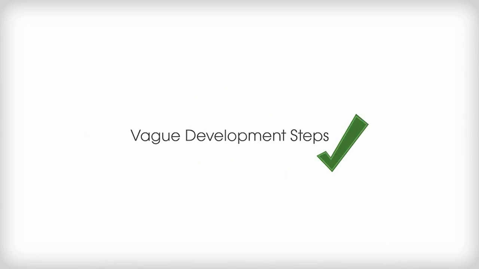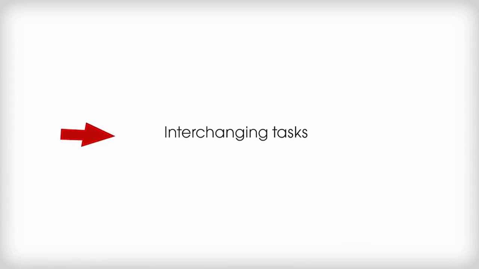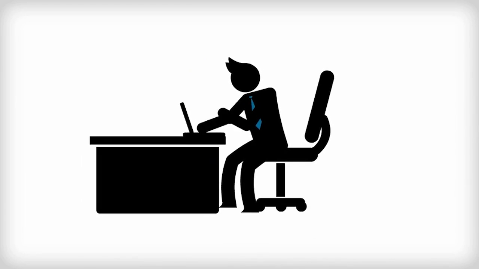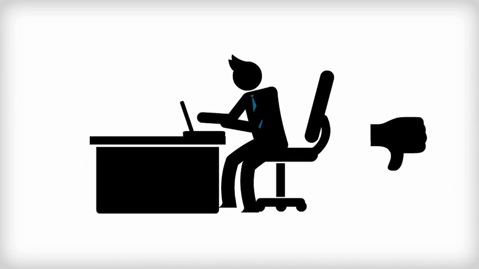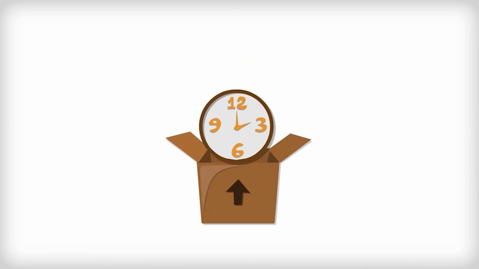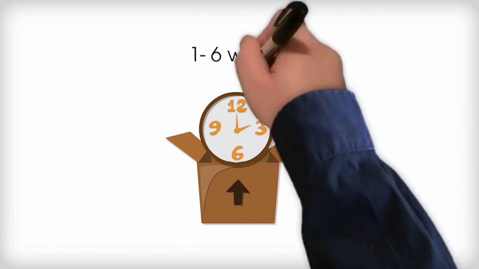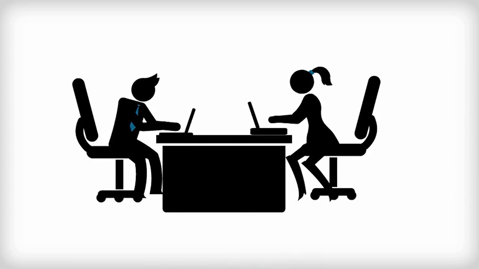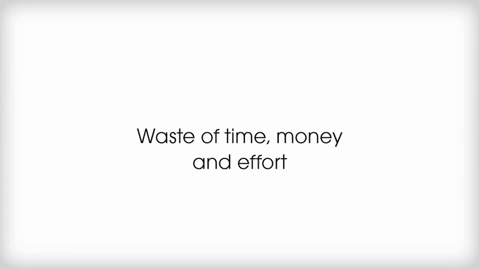Now that we know how to tackle the problem of vague steps, let's move on to the next problem, interchanging tasks. It seems quite harmless, but constantly interchanging tasks can be nothing short of disastrous. It's like tossing 3 or 4 knives in the air and trying to juggle them effortlessly. In Scrum, the work in progress, or WIPs, are limited to a time-boxed 1 to 6 weeks. However, the team members end up working on multiple tasks during each sprint. This can lead to a waste of precious time, money, and effort.